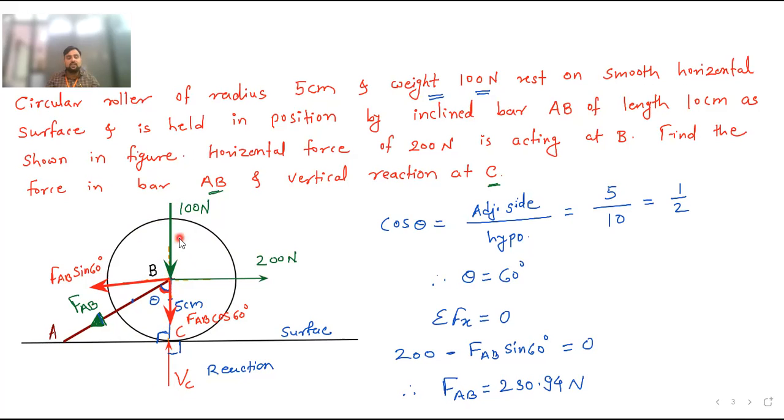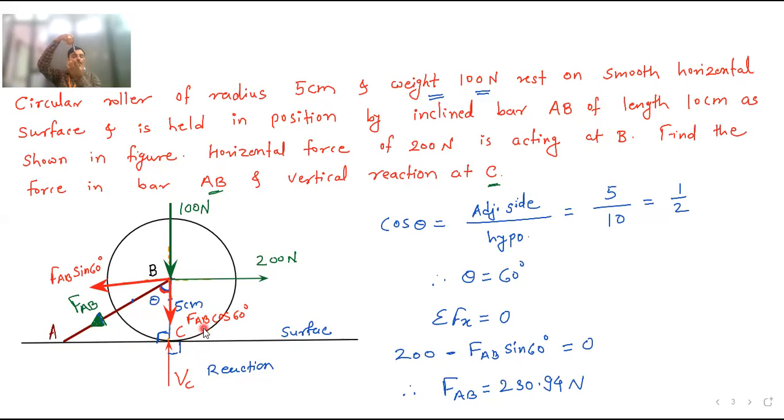So due to this vertically downward weight, this roller will not penetrate the surface. Rather, it will remain as it is on the surface. What is the meaning of this? The meaning of this is that somebody is balancing this load. So some reaction is balancing this load of the circular roller. That someone is nothing but reaction BC, the vertical reaction from this surface.